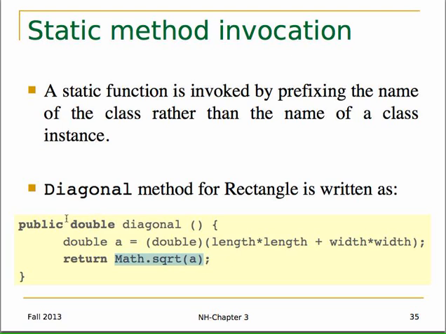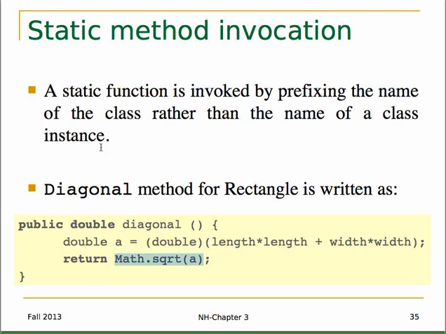So if you were writing the diagonal method for a rectangle, you would compute the hypotenuse, that is length squared plus width squared, square root of all of that, and this is how you would use it. You'd compute the sum of the squares and then pass that into the square root method, and that would return a double.